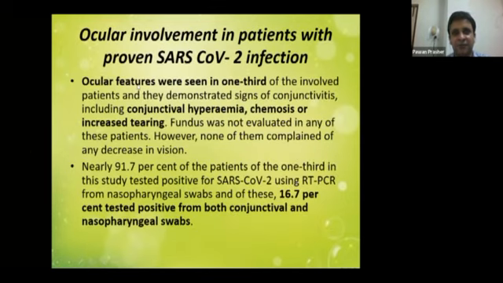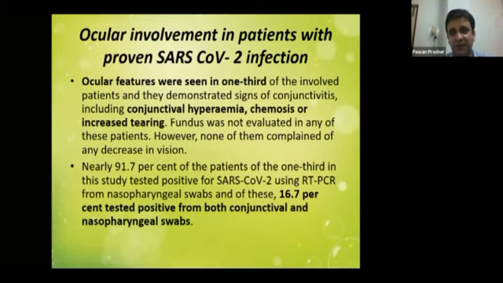And ocular features in one study were found in one-third of the patients, and included conjunctival hyperemia, chemosis, and tearing. And strangely, while 91% of these were positive by RT-PCR, only 16.7% tested positive on conjunctival swabs.